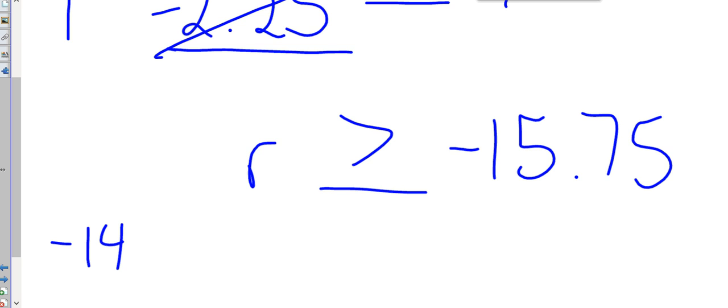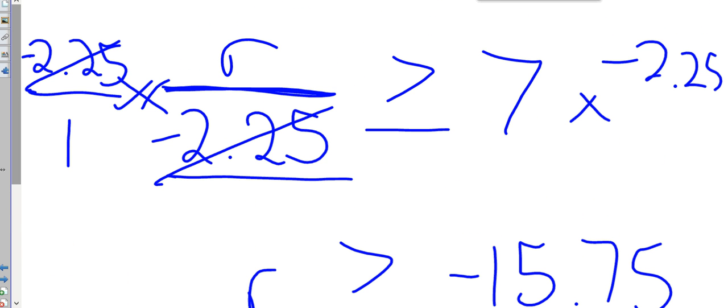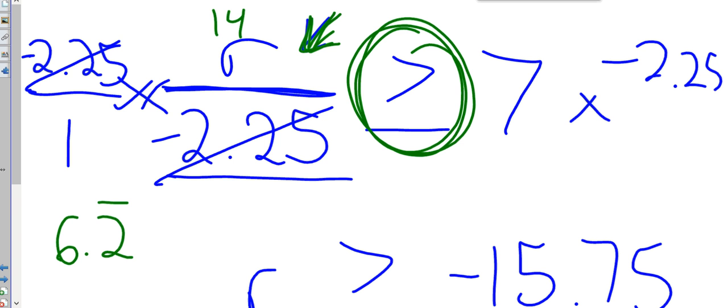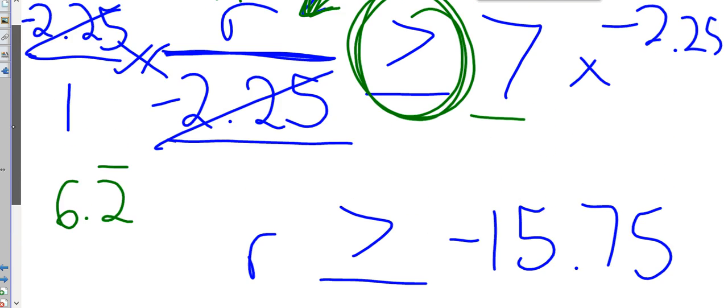That's larger. So if I plug that negative 14 in for this r right here, I'm going to change colors just to help us out. So I'm going to say negative 14 divided by negative 2.25, and I get an answer of 6.2. Actually, it's 6.2 repeating, which, if we were to compare it to this symbol right here, 6.2 is not greater than 7. So once again, we have that negative.